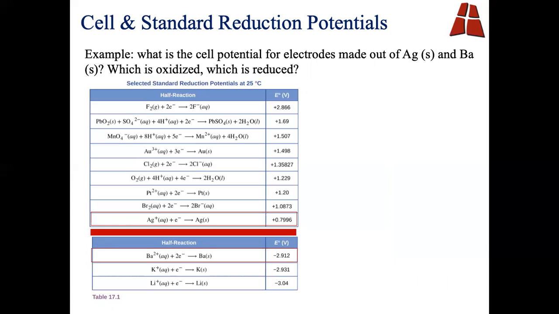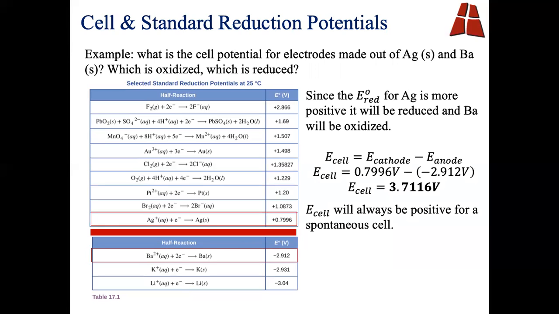Based on what you know with our cathode and anode, say we have an electrochemical cell made out of silver and barium, and we want to know which is going to be oxidized and which is going to be reduced. I've put little boxes here around silver and barium. If you want to pause the video, take a moment to think about that. I'm going to go on though. We would look at our reduction potential for silver first and see that that is more positive, and so it will be reduced, and then barium will be oxidized. So Ag plus will be reduced, barium will be oxidized.